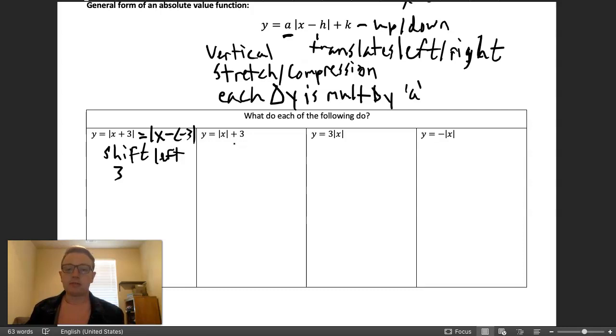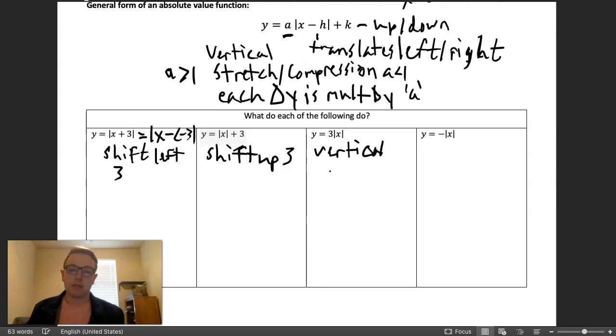What about this one? While we're looking at it, we see that we have a plus 3. That looks like our k, so it's going to shift up 3. Right here, that 3 looks to be in the value for a. So a is our vertical stretch or compression. This is larger than 1. Right? Stretch is when the absolute value of a is greater than 1, whether positive or negative. Compression is when it is smaller than 1. So this is going to be a vertical stretch of 3.